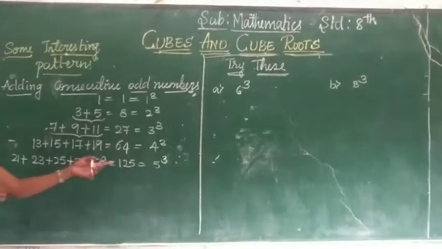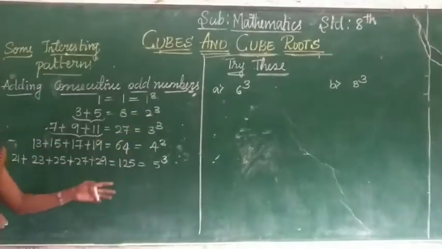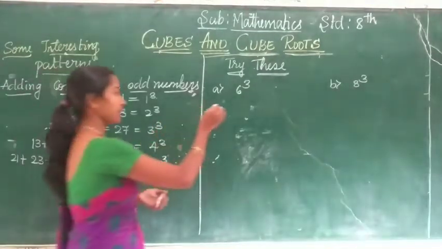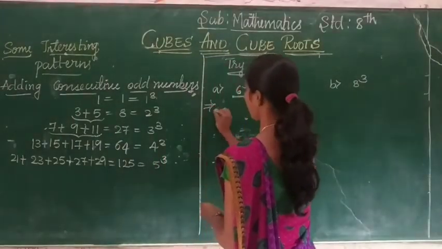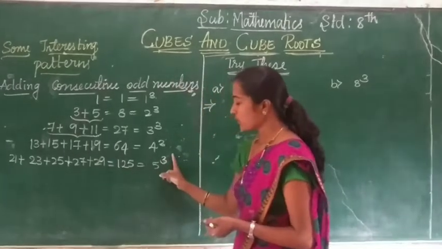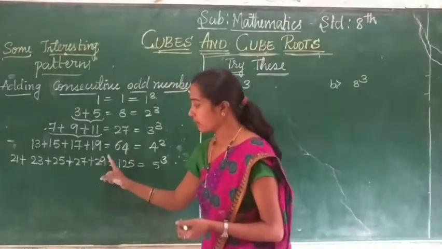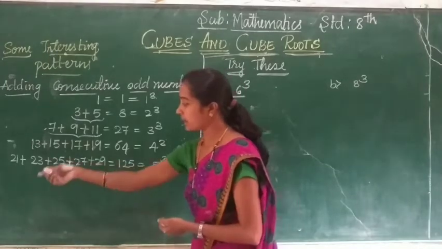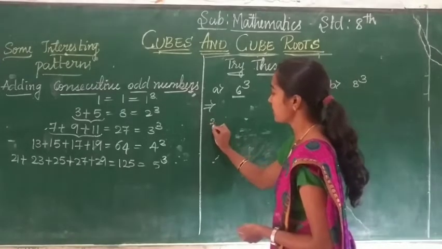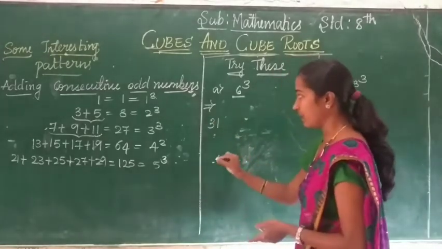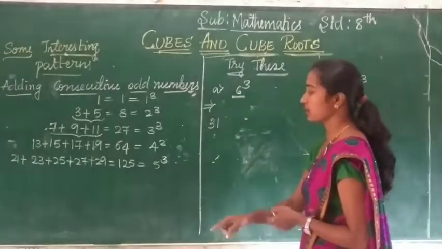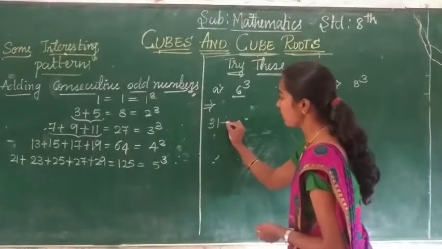In the same way, now let us find 6 cube by adding consecutive odd numbers. See children here, what is given? 6 cube. Now let us find 6 cube. Observe here, the 5 cube number ends with 29. Now start after 29. After 29, which number is there? 31. From 31, including 31, we can write 6 odd numbers.